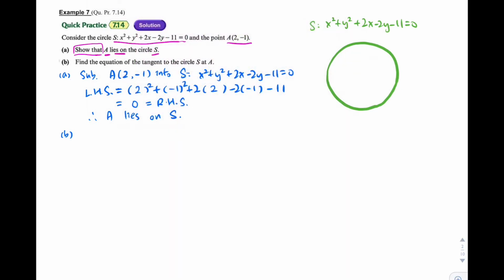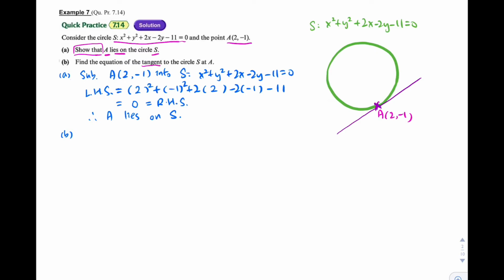For part B, you are asked to find the equation of the tangent to the circle at A. Okay, we just try to mark a point on the circle. Say this is the point A. And you have to find the equation of the tangent to the circle at this point. That means A is the point of contact. So we have the straight line passing through A. And you have to find the equation of this tangent.